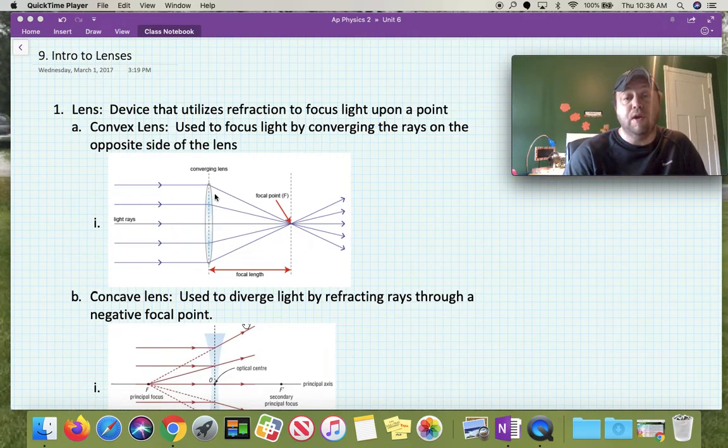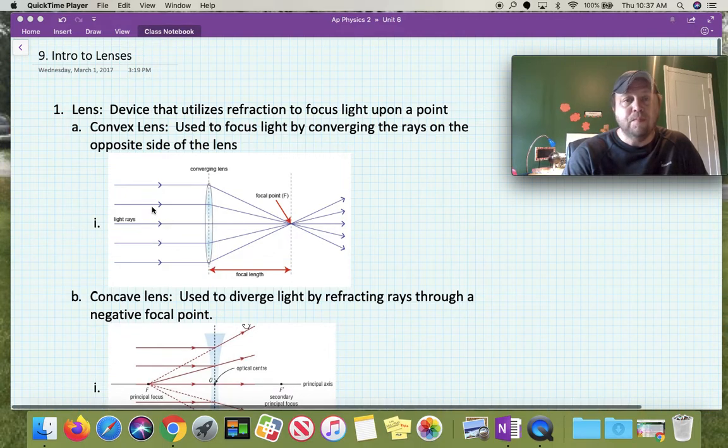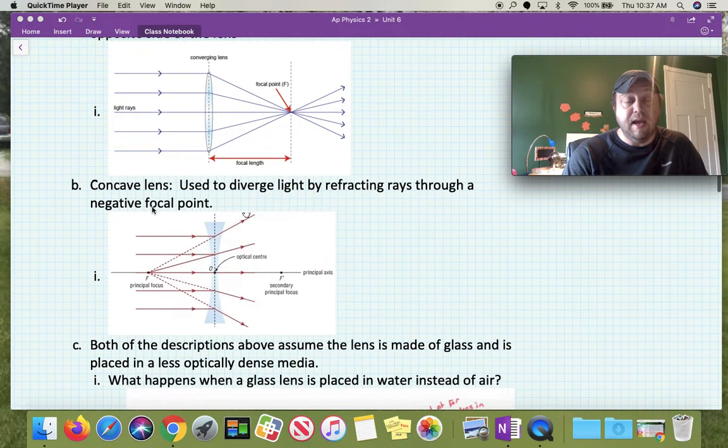So when we're drawing ray diagrams, all lenses are glass, with light propagating through the air. Okay, a concave lens. These lenses are used to diverge the light as it refracts through a negative focal point.